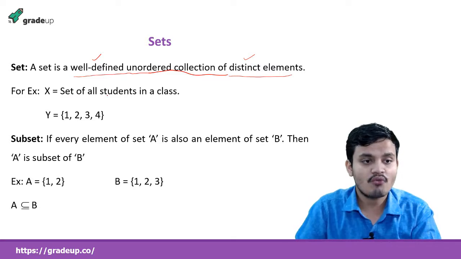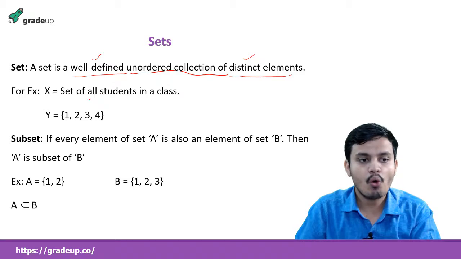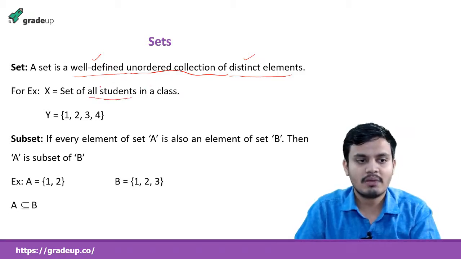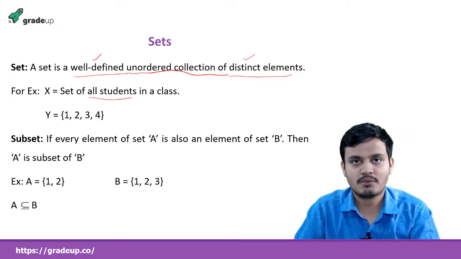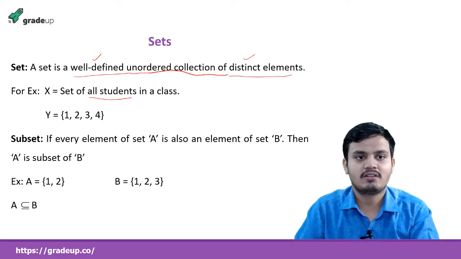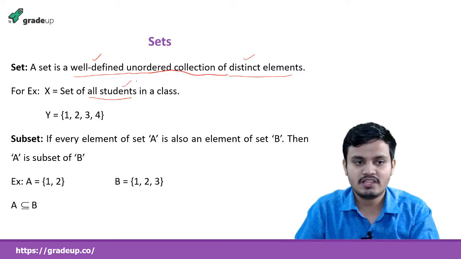Example, set of all students in a class. So here it is well defined. How is it well defined? All students in a class. It is not like you are making a set and you are picking some students, then picking marbles. It should be well defined. We are picking the students only. In this way it is well defined. And here y is equal to 1, 2, 3, 4, here we are picking integers, so it is also well defined. So you can denote the set by using this or this, both can be used.